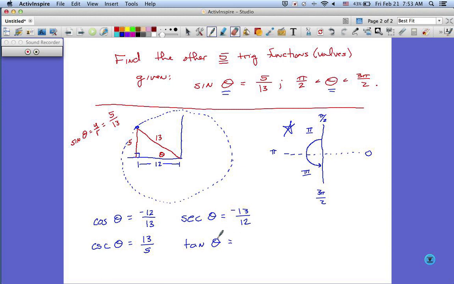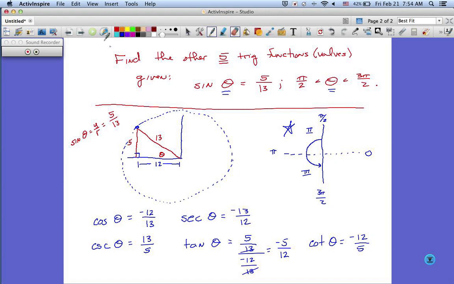Tangent, remember, is the ratio of sine to cosine. Okay, so sine over cosine, think about this. I have 5 over 13 divided by negative 12 over 13. Dividing by a fraction is the same as multiplying by the reciprocal. Those hypotenuses are just going to cancel out. It's going to be my y value over my x value. Okay, in this case, second quadrant, we're going to have a negative 5 over 12. And if I know tangent, I know cotangent, the reciprocal, negative 12 over 5.